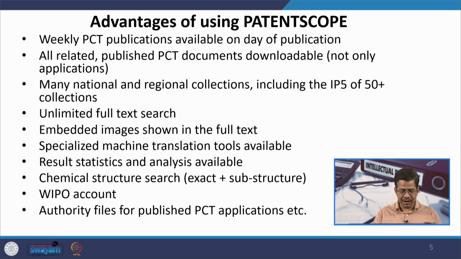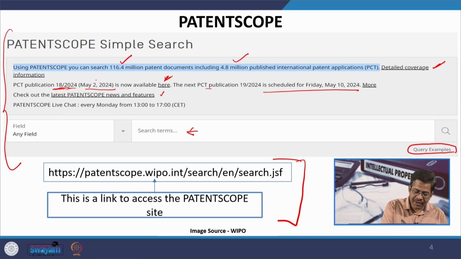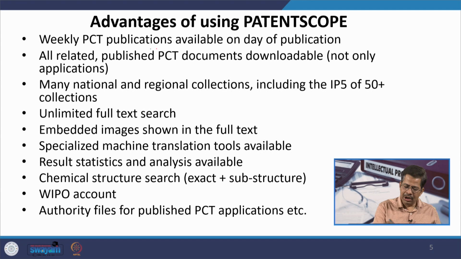As you can see, the latest is available from May 2, and it will again be updated on May 10th because of the new applications which will be published. So it remains continuously updated because of an automated background system by which published patents are added to this PATENTSCOPE database. Weekly PCT publication applications are available, so those who want to do research are always looking at the new issue of the publication.